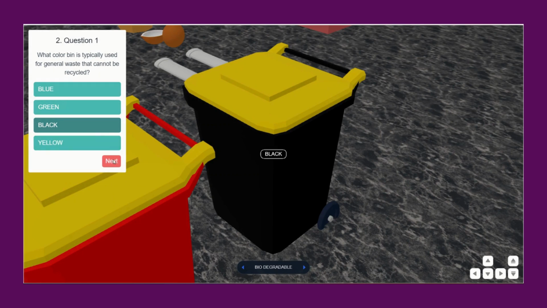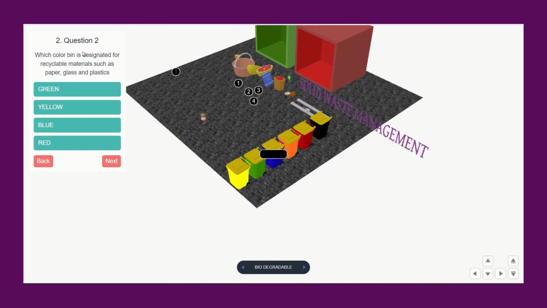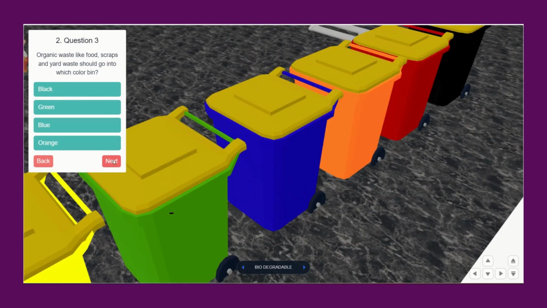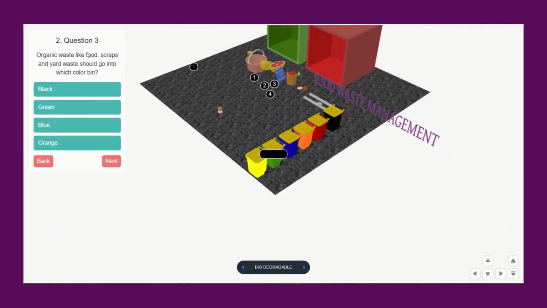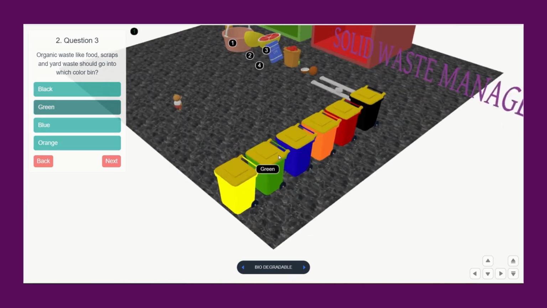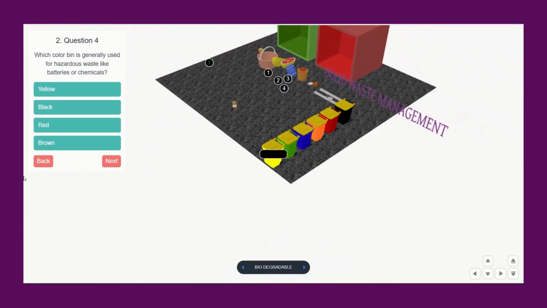It is the black color bin. What color bin is designated for recyclable materials such as paper, glass and plastics? It is the blue colored bin. Recyclable, blue color. Organic waste like food scraps and yard waste should go in which color bin? Organic, obviously it is green. What color bin is generally used for hazardous waste like batteries or chemicals? Batteries or chemicals? Yellow.